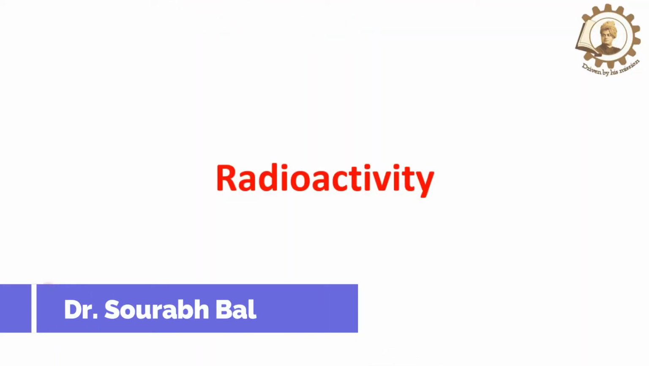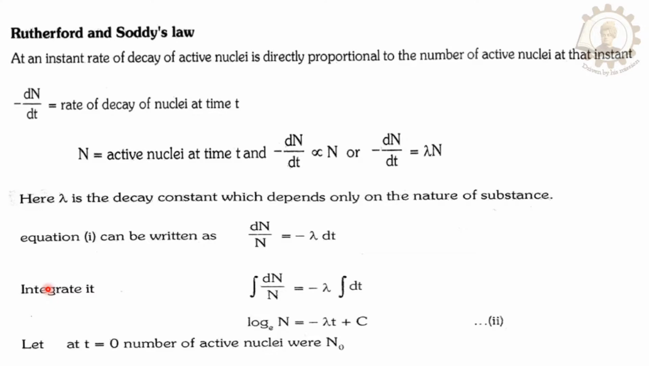In the first lecture of radioactivity, we discussed the basic concept of radioactivity and different types of emission during the radioactive process, for example, alpha, beta, gamma. In this lecture, we are going to discuss the radioactivity law given by Rutherford and Soddy. So what is this law and what is the expression for this law?